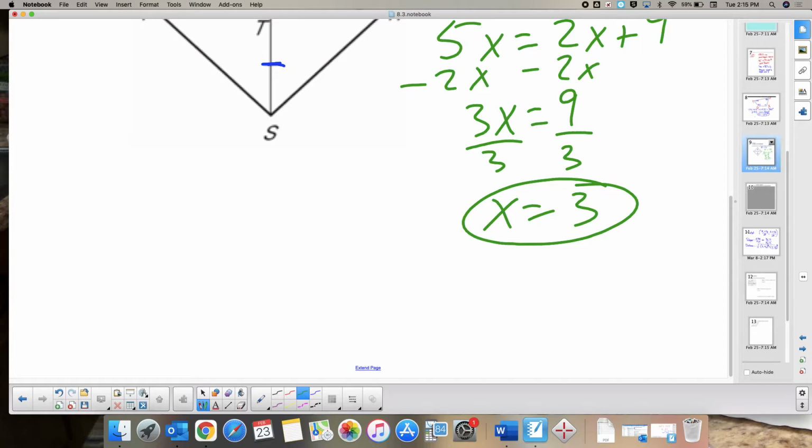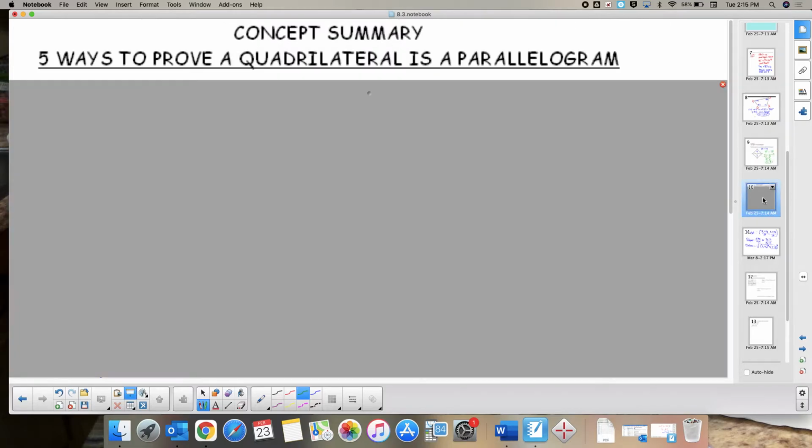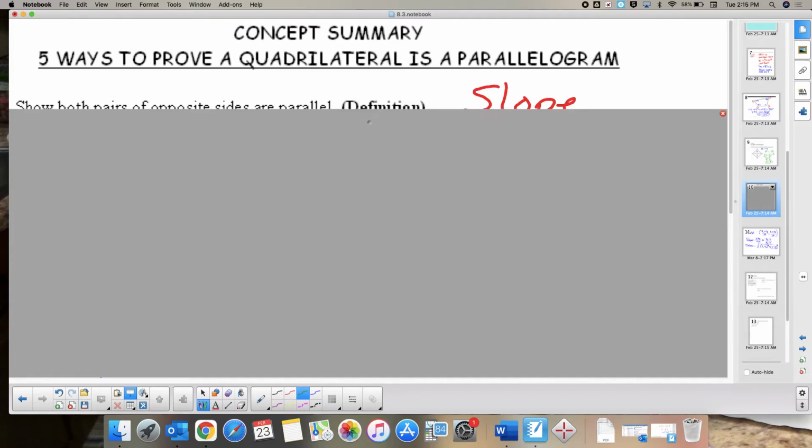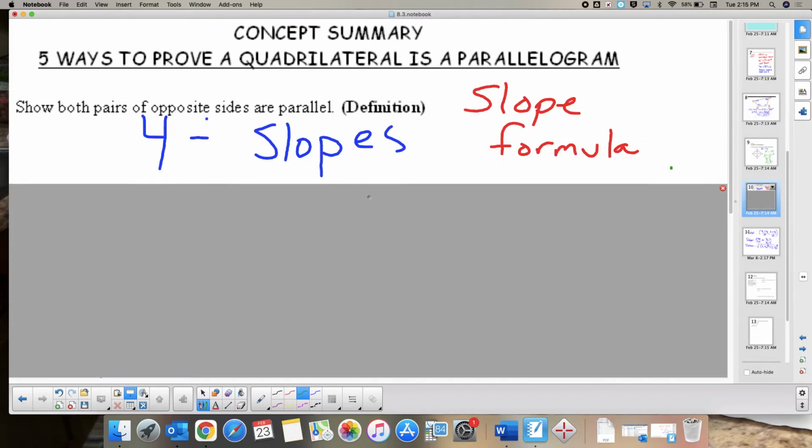Now, as I was saying before, there are 5 ways to show you have a parallelogram. They are all here in your chart. Option 1, the very definition of it. You can show that both pairs of opposite sides are parallel. Now, one of the problems you're going to see coming up here is going to give you points. In order to show that you have opposite sides being parallel, you need to show that the opposite sides have the same slope. So you're going to need your slope formula.